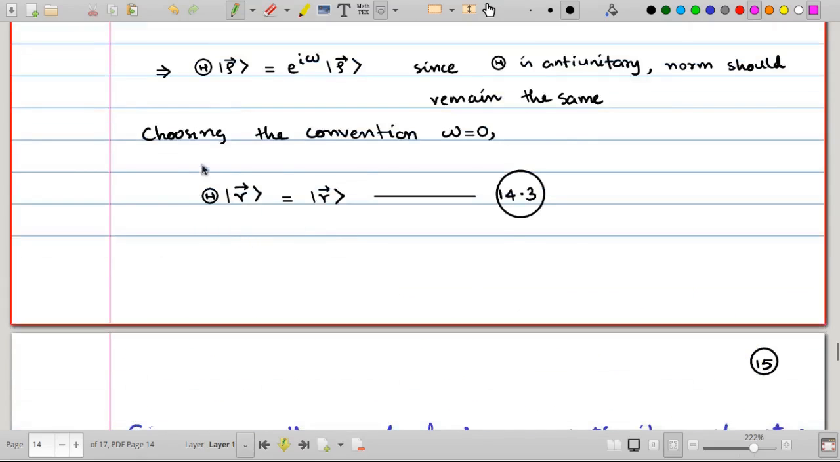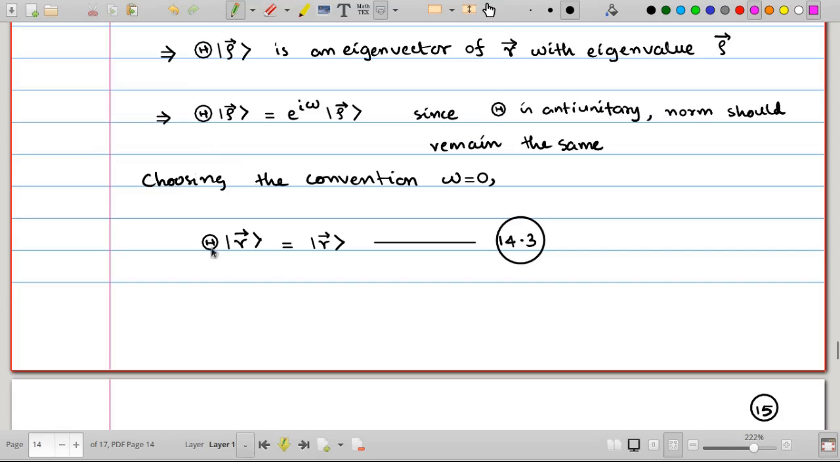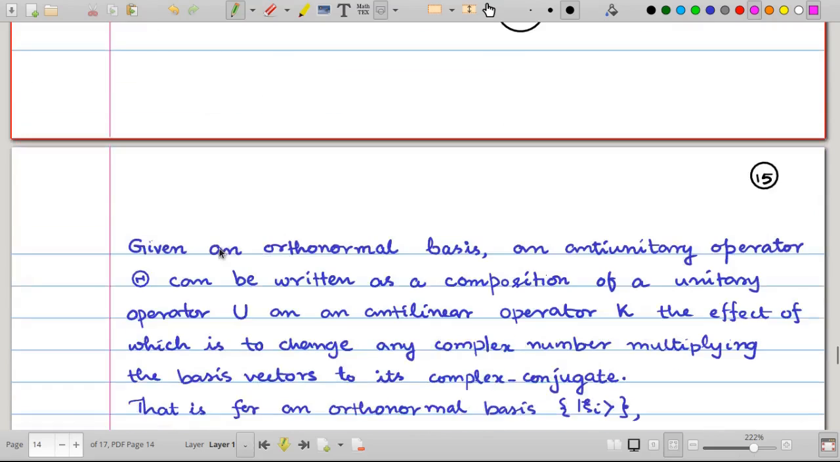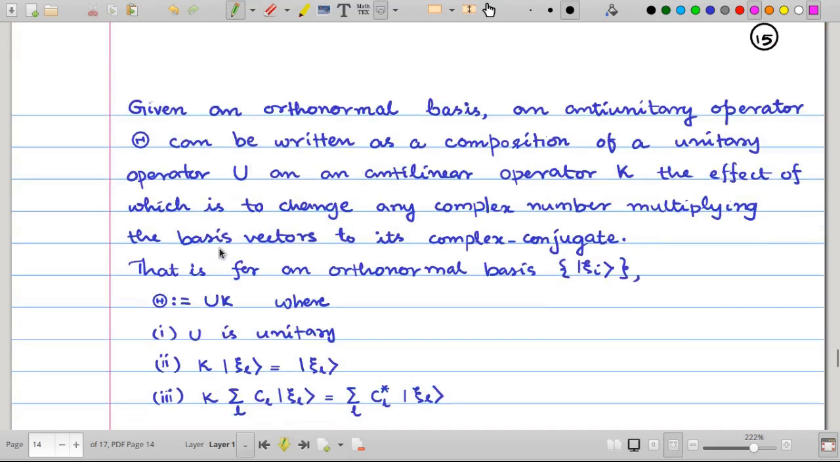Now we consider the representation of this anti-unitary operator theta in a particular basis. Given an orthonormal basis, an anti-unitary operator theta can always be written as a combination of a unitary operator U and an antilinear operator K. And the action of the antilinear operator is to change a complex number that it acts on to its complex conjugate.